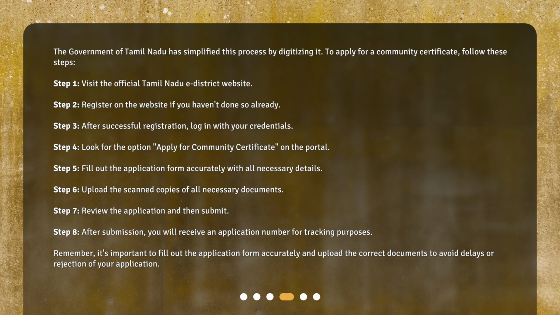Step 4. Look for the option, Apply for Community Certificate, on the portal. Step 5. Fill out the application form accurately with all necessary details. Step 6. Upload the scanned copies of all necessary documents. Step 7. Review the application and then submit. Step 8. After submission, you will receive an application number for tracking purposes.